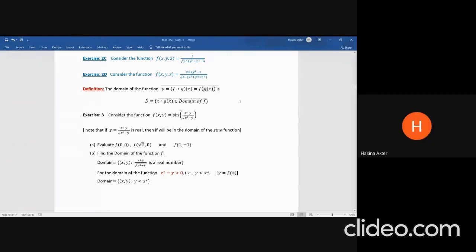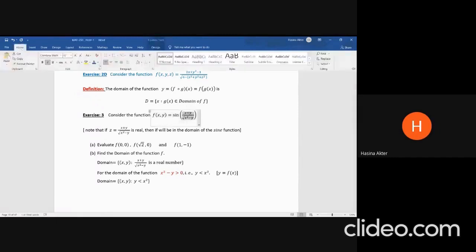Okay. Now look at the function in exercise 3. The function is given by a composition. Guys, there are 4 functions in the composition, but I will treat them as 2. This is one function for us, and the other one is the sine function.